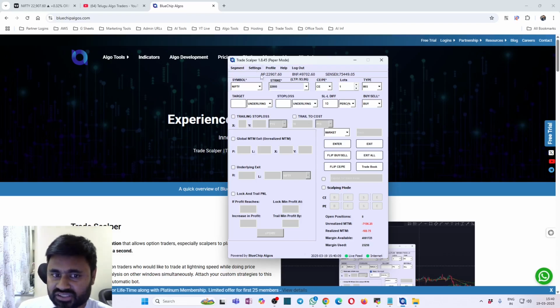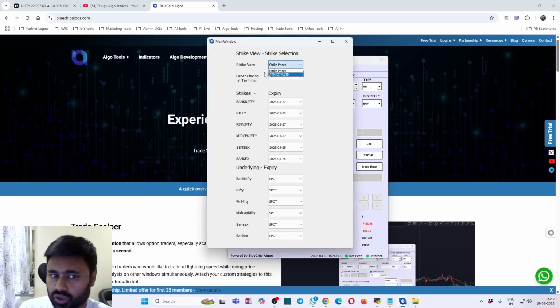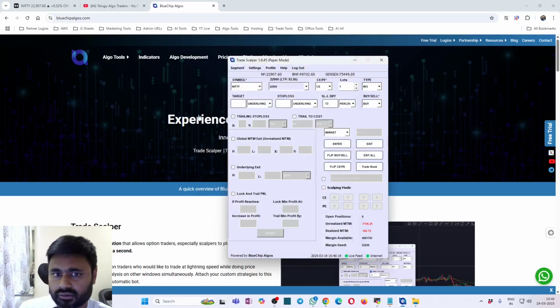So what we have done instead is, if you want, you can go ahead with the old system. But in case you want, go to settings. In the settings, there is something called strike view. In that, select ATM, OTM, ITM, and then cancel it. Change the symbol once, and you will see ATMs and the distance from ATMs. Okay, 1 OTM, 2 OTM, 3 OTM, likewise for ITMs as well.